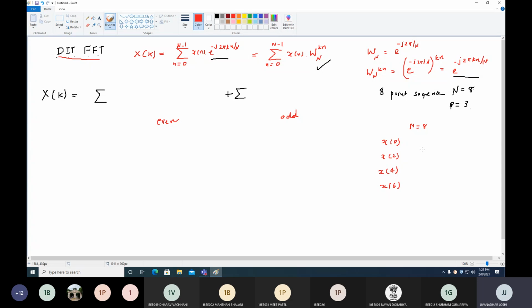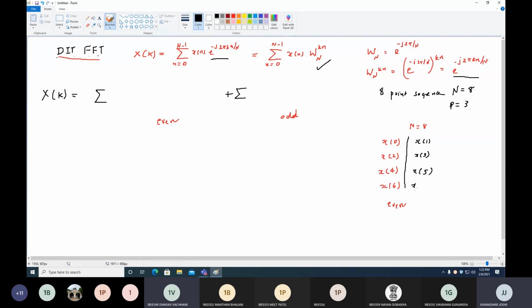No, no, because, sir, for n equal to 0 it goes up to x of 7. Yes, it goes up to x of 7. That's why, let me write down even here. These are my even terms for the first decimation, and similarly let me note down all the odd terms. So which one? X of 1, x of 3, 5 and 7.